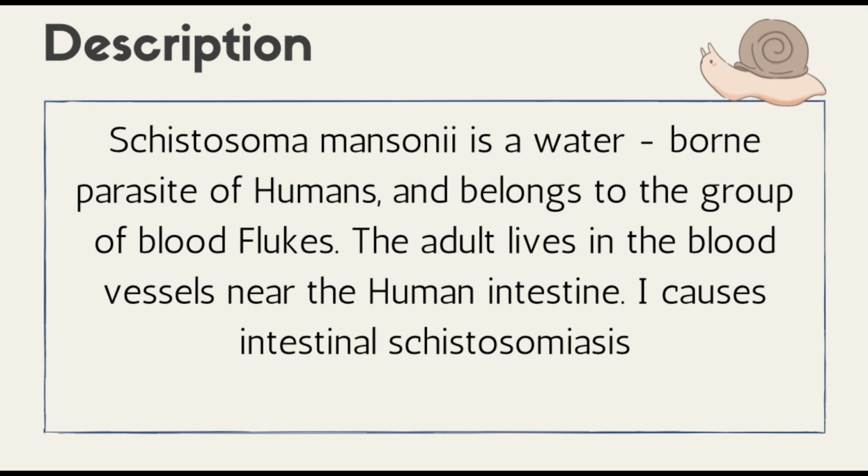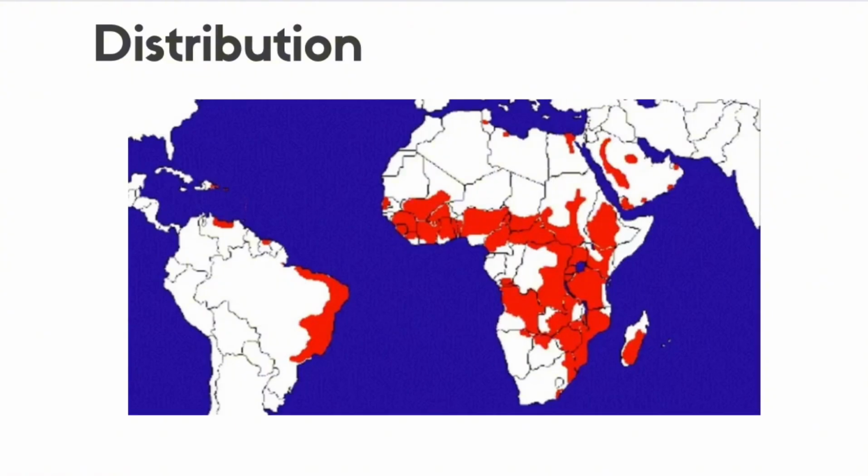Schistosoma mansoni is a waterborne parasite of humans and belongs to the group of blood flukes. The adults live in the blood vessels near the human intestine and cause intestinal schistosomiasis. Schistosoma mansoni is found throughout Africa, the Middle East, the Caribbean, and South America.